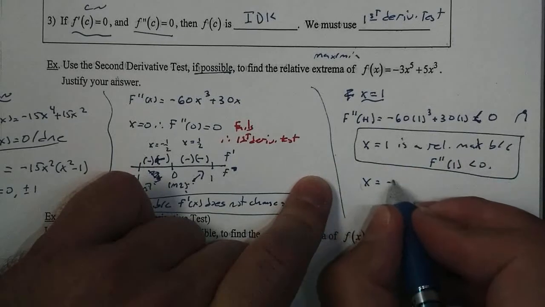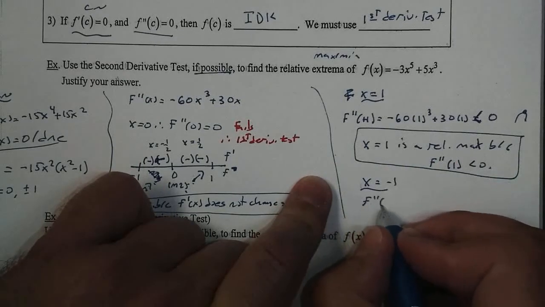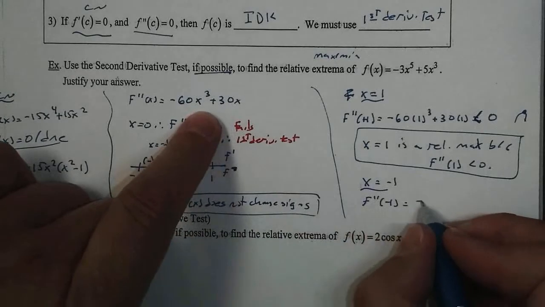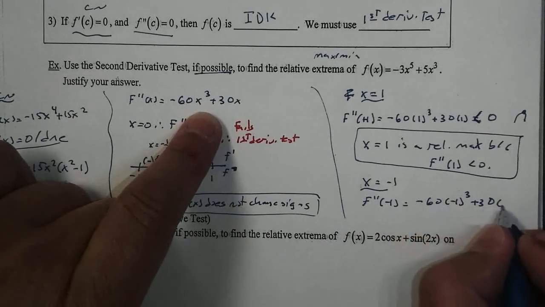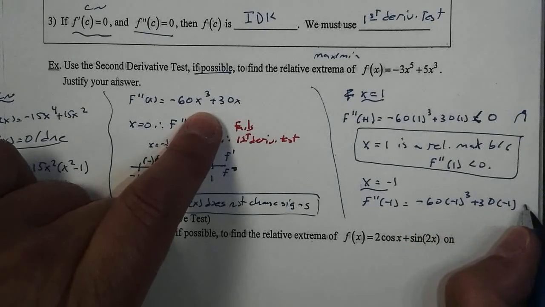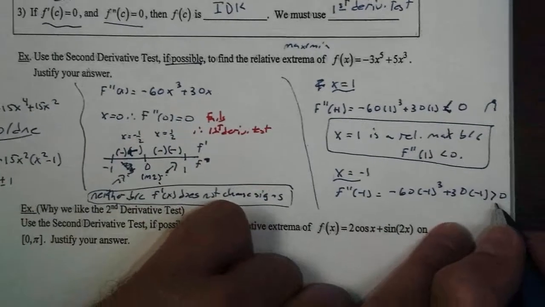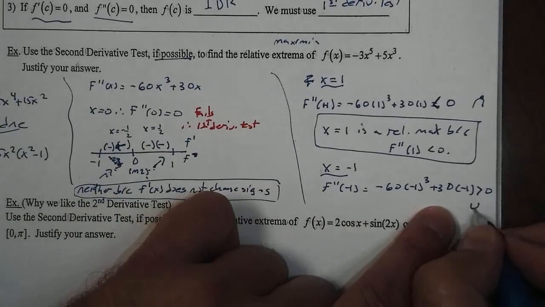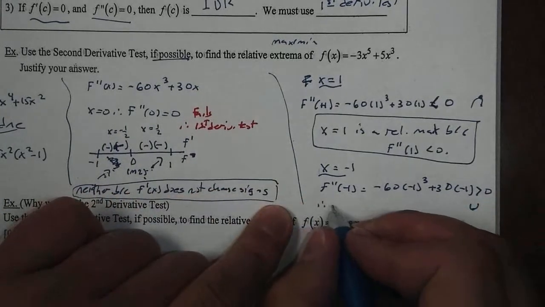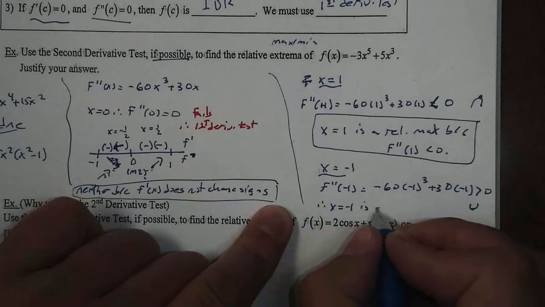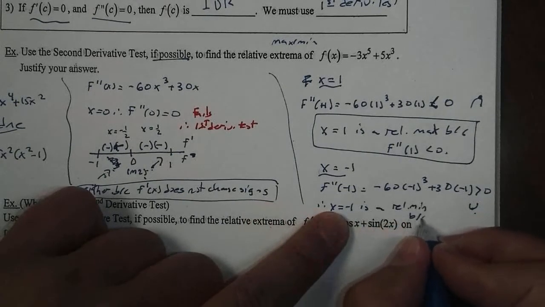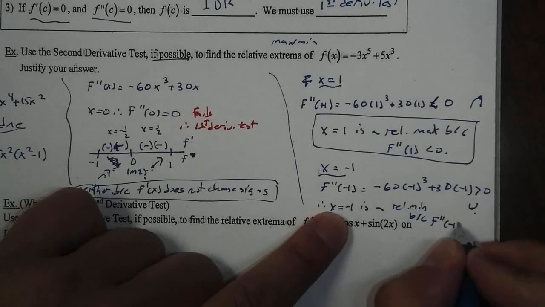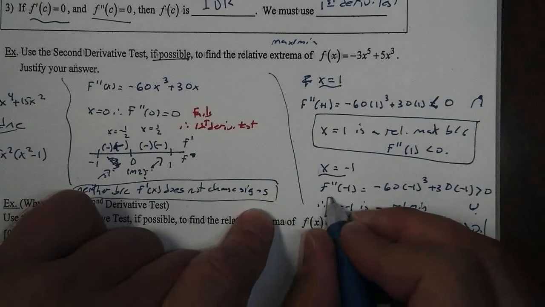Let x be negative 1. Our second derivative at negative 1, again plugging it in, is negative 60 times negative 1 cubed plus 30 times negative 1. And this time it's going to be positive. Now, positive tells me it's concave up, so I draw something concave up. So therefore, I can say x equals negative 1 is a relative minimum, and that is because our second derivative at negative 1 is greater than 0. And that would be our answer.